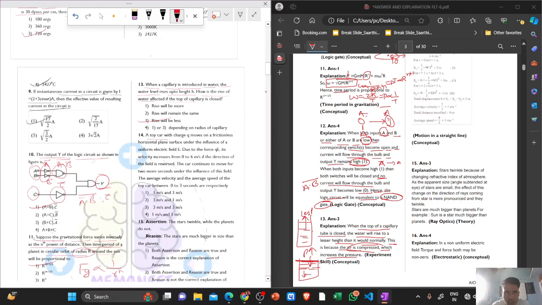Okay, moving to the next question. A toy car with a charge. Let's suppose there is a car moving on a horizontal plane.